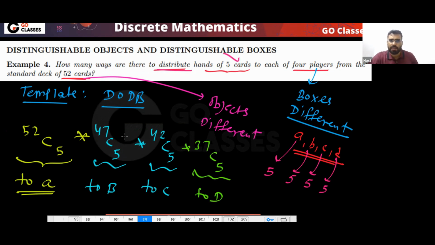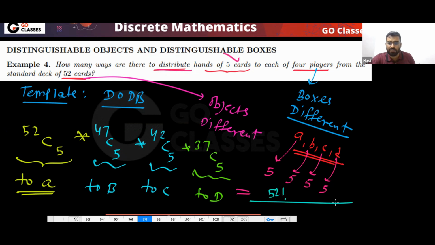So very simple, because you have total 52 cards. From 52 cards, you can select 5 cards and give to A. Like in front of you, there are A, B, C, D. So 5 cards give to A, from the remaining give 5 cards to B, from the remaining give 5 cards to C, from the remaining give 5 cards to D. This is your answer. If you solve it, what will you get?